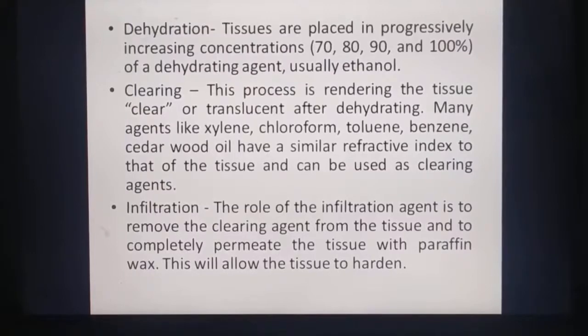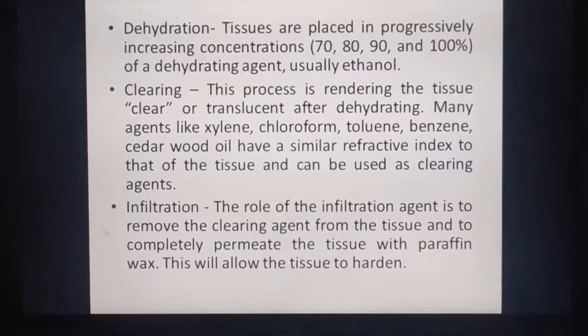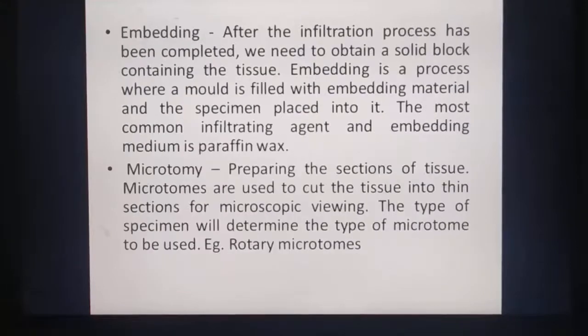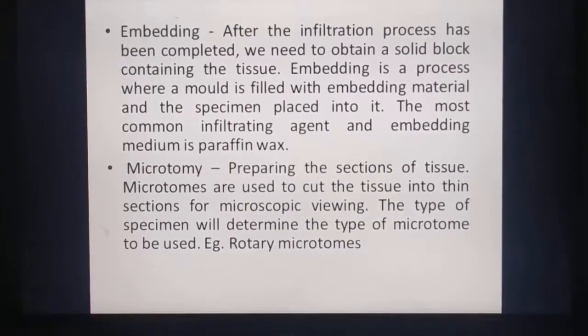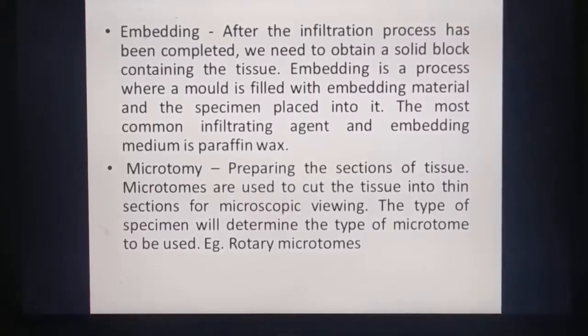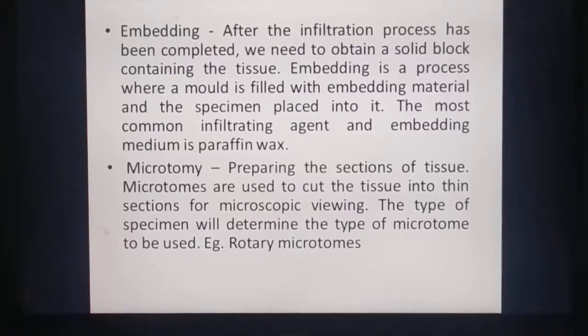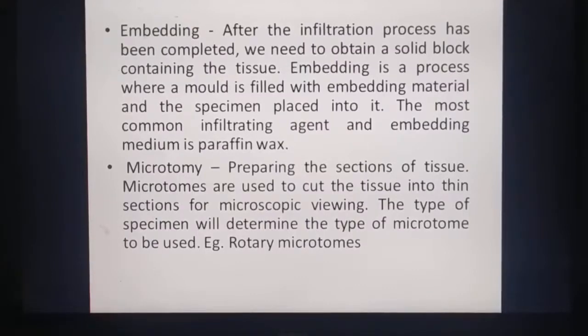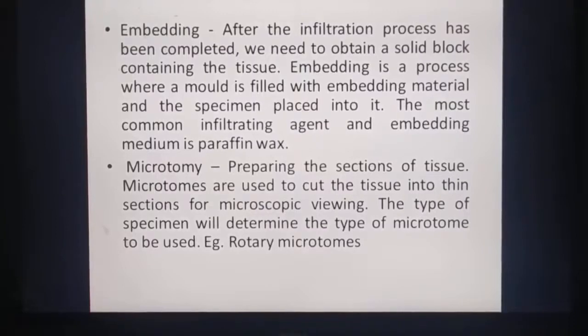After this, the tissue is infiltrated. An infiltrating agent penetrates the tissue, removes the clearing agent and hardens it. The tissue is then embedded in a suitable medium. The most common medium used for infiltrating and embedding is paraffin wax. The tissue is placed in a wax-filled mold and a solid block is obtained.